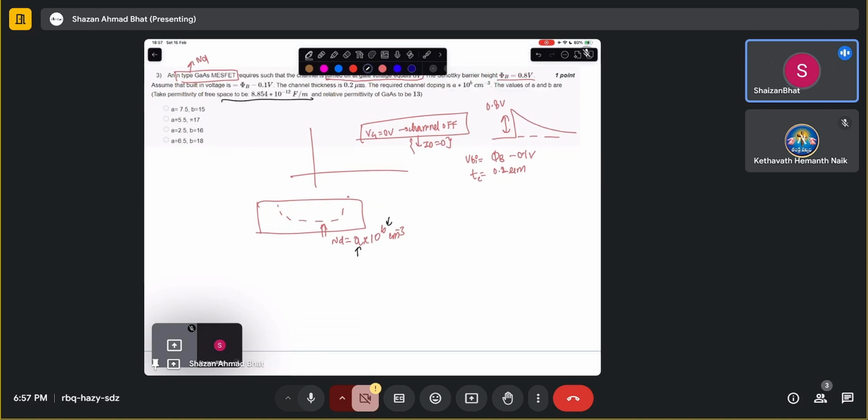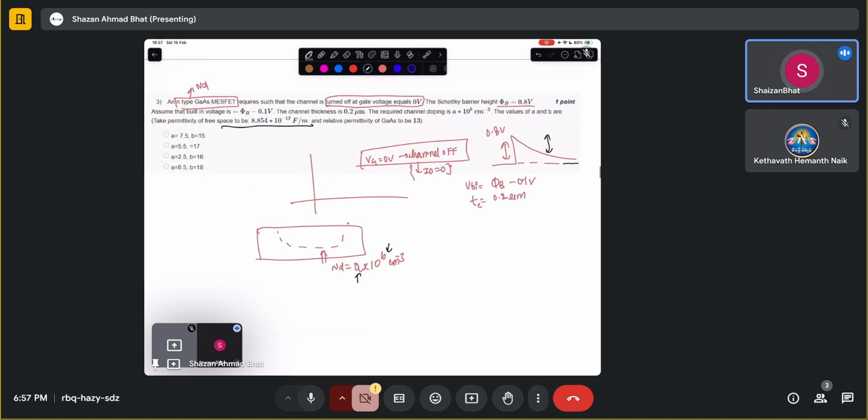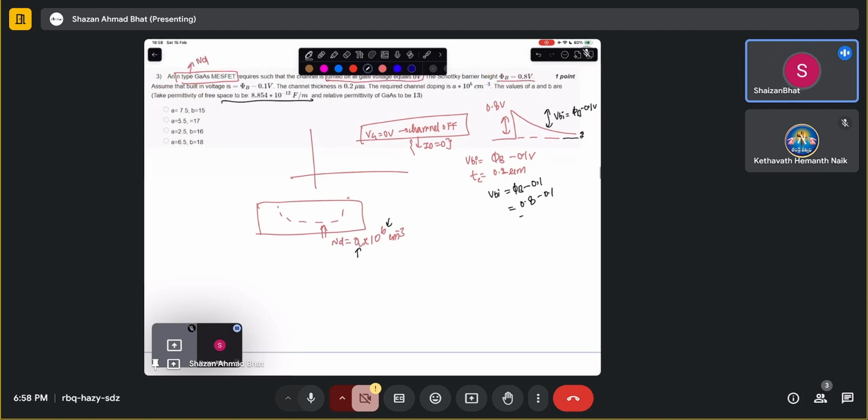Yeah, so I talked about the pinch-off concept first of all. So here particularly, if you have VBI, V built-in is given, which is given as phi B minus 0.1 volt. Okay, so that means you can compute VBI equals to phi B minus 0.1. Phi B is also given 0.8, which is the Schottky barrier, minus 0.1, that means 0.7 volt. So you have the built-in voltage is 0.7 volt.